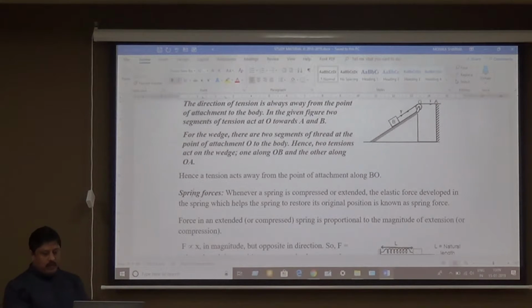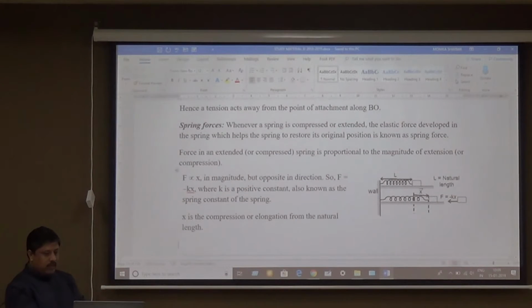Next force is spring force. What is the spring force? This is also a very important kind of force. Generally, when you pull the spring and release it, it oscillates about its mean position. The mean position we will discuss in the chapter on oscillation. Whenever a spring is compressed or extended, the elastic force developed in the spring, which helps the spring restore its original position, is known as spring force.